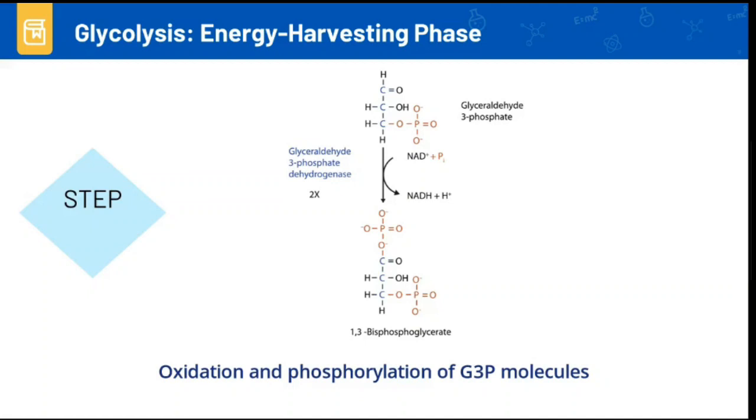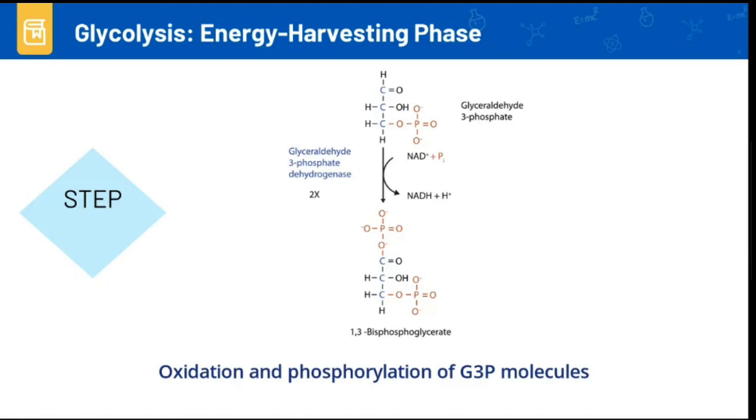So the sixth step in your glycolysis involves the oxidation and phosphorylation of these G3P molecules. This process is catalyzed by the enzyme called glyceraldehyde 3-phosphate dehydrogenase. Now, during the oxidation of this G3P, the hydrogen atoms are released and picked up by the NAD, or your nicotinamide adenine dinucleotide, to form your NADH. While during the phosphorylation naman, a free inorganic phosphate from the cell cytosol is combined to your G3P to form this 1,3-biphosphoglycerate. So ito siya.